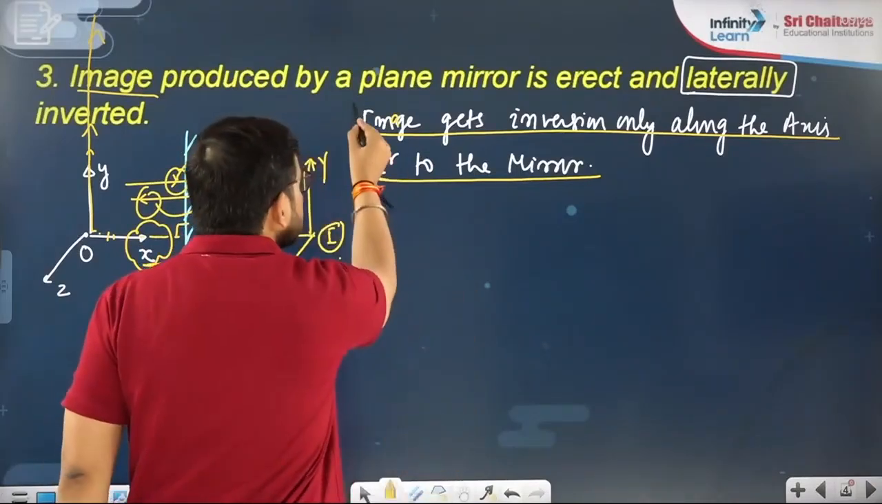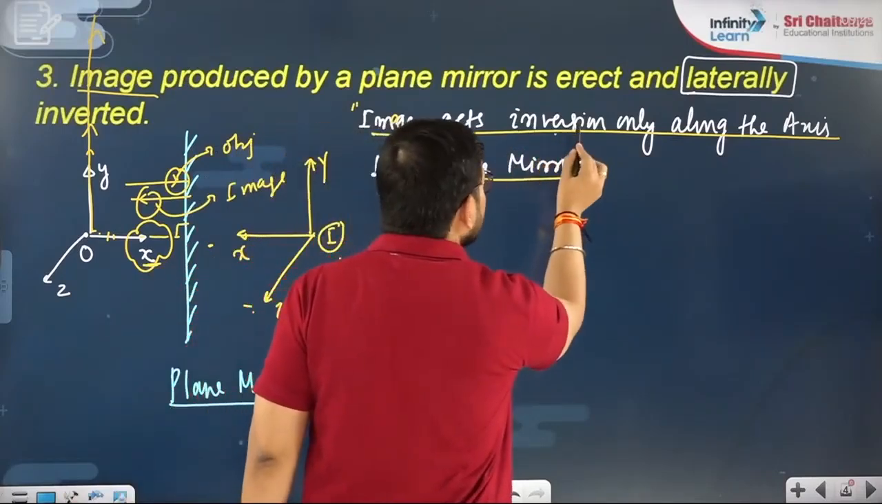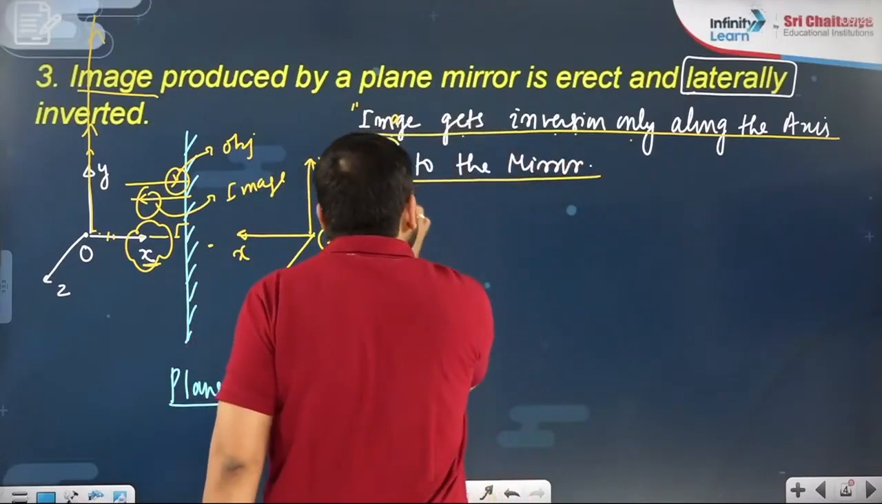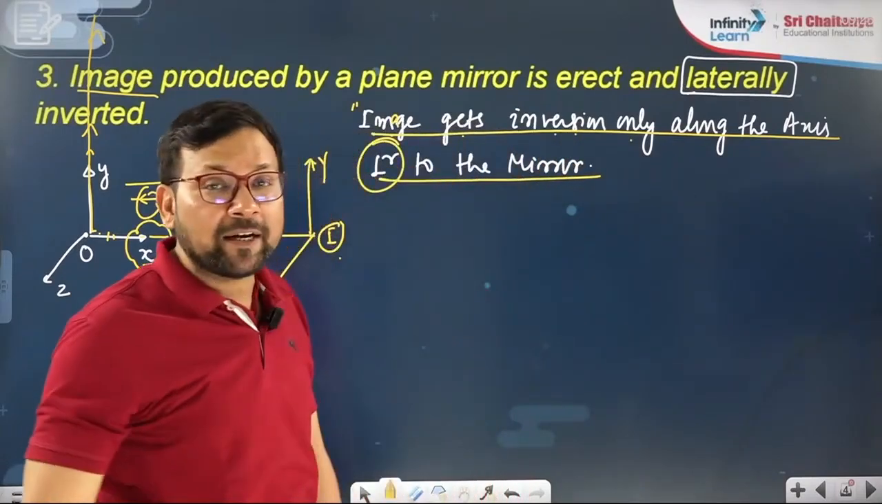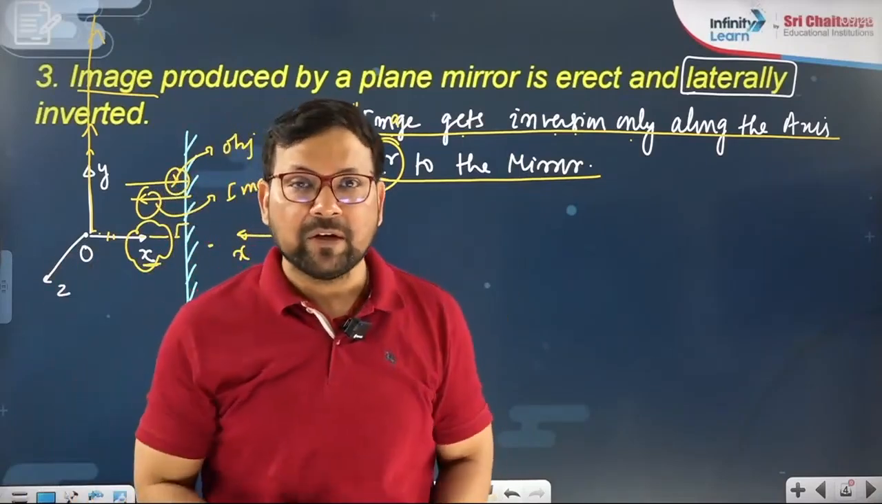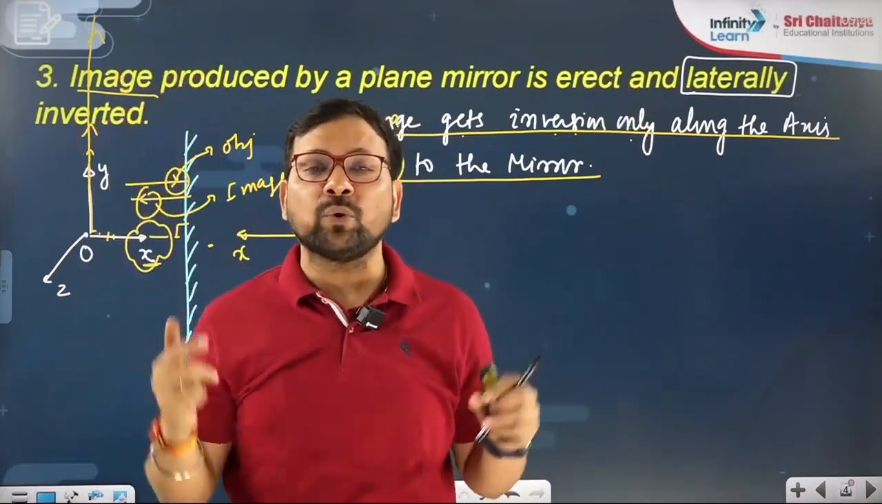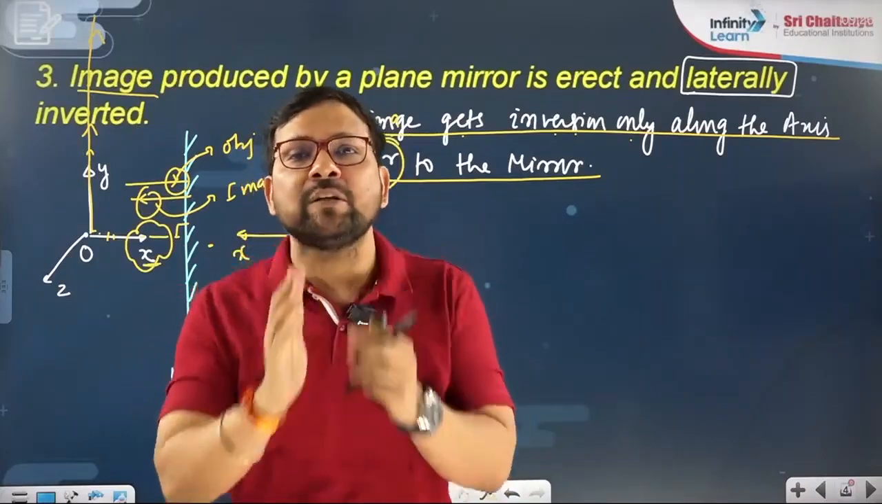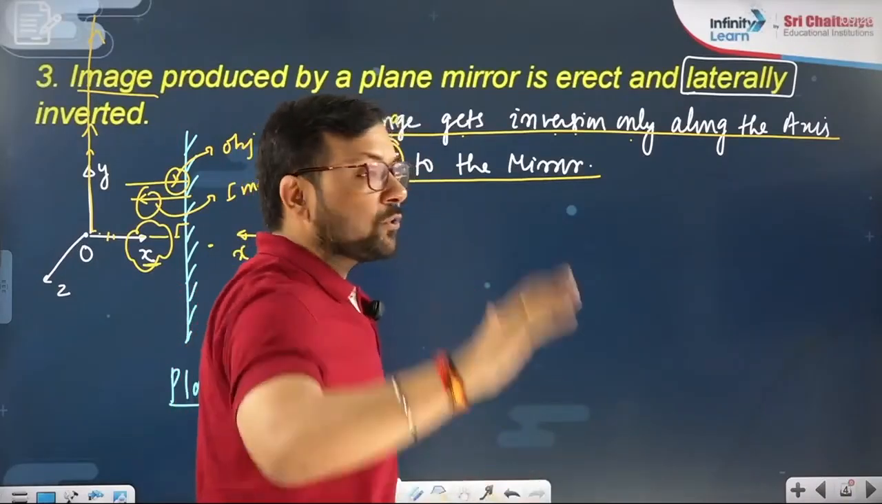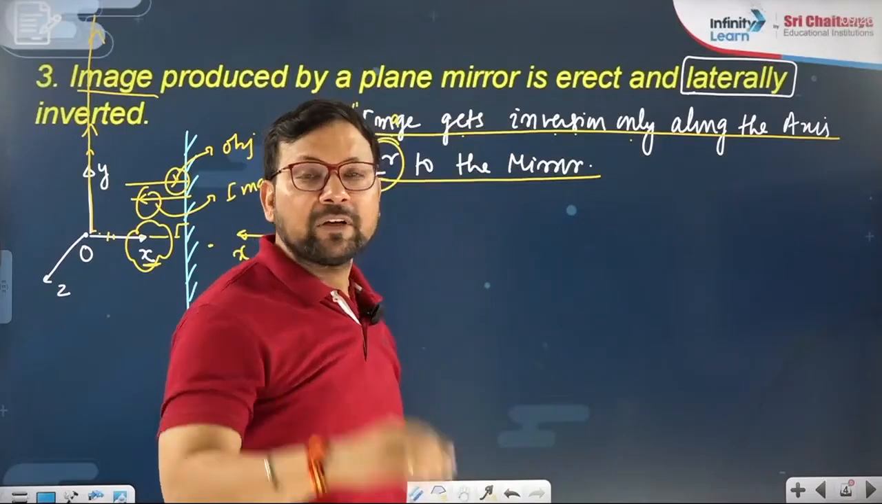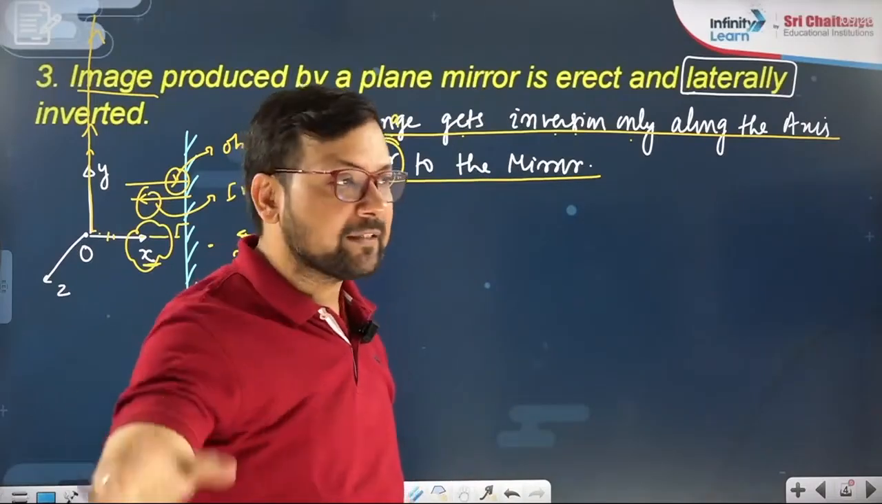Now again read this. Image gets inverted, inversion only along the axis perpendicular to the mirror. Don't blindly always write left, right, right, left. Someone said I am raising my right hand and this is the left hand. That is only when you are facing towards the mirror. When you're standing like this, your right will be right, your left will be left. There will not be any inversion. You can try this at home.